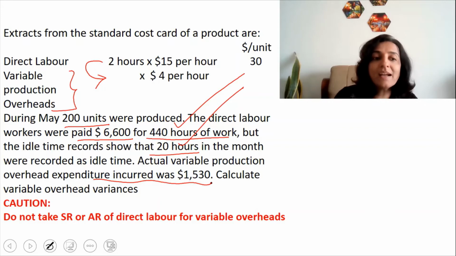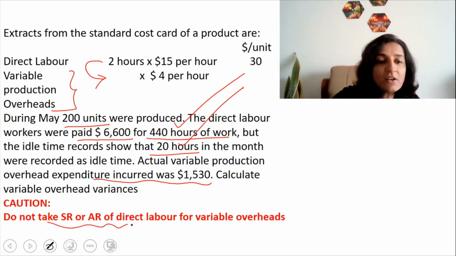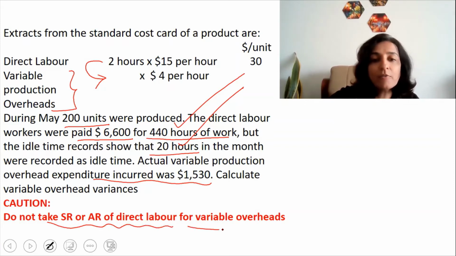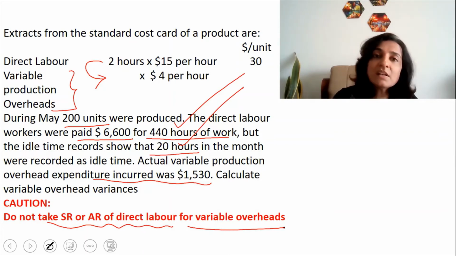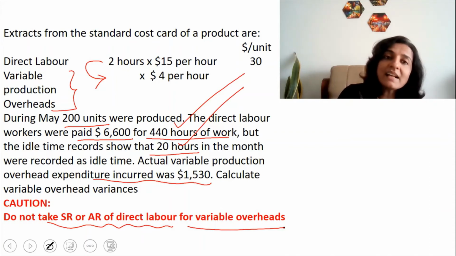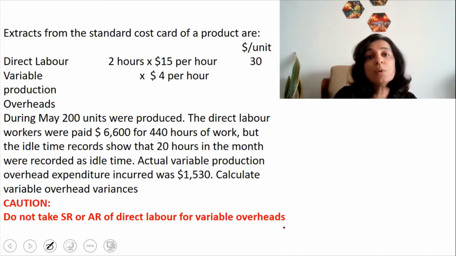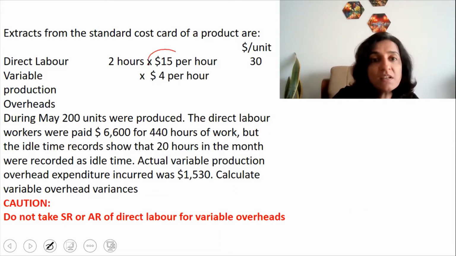Calculate variable overhead variances. Now, a word of caution, do not take standard rate or actual rate of direct labor for variable overheads. This is a common mistake that many students make, because when they are doing it fast, they tend to take the standard rate of direct labor, because in the question, the standard rate of direct labor and the standard rate of variable overheads will both be given. Now, if you see here, standard rate of direct labor is $15. This is of labor, okay? And $4 is the standard rate of variable overhead.